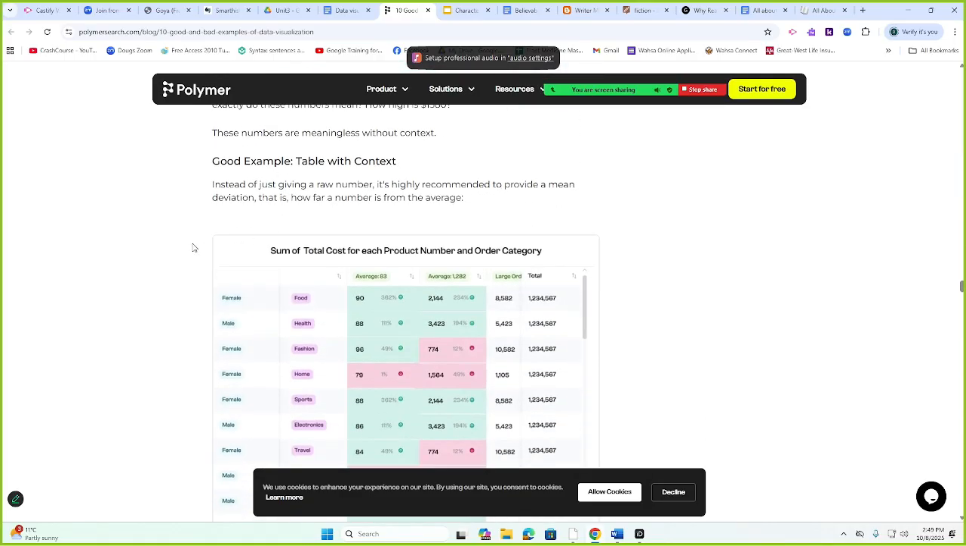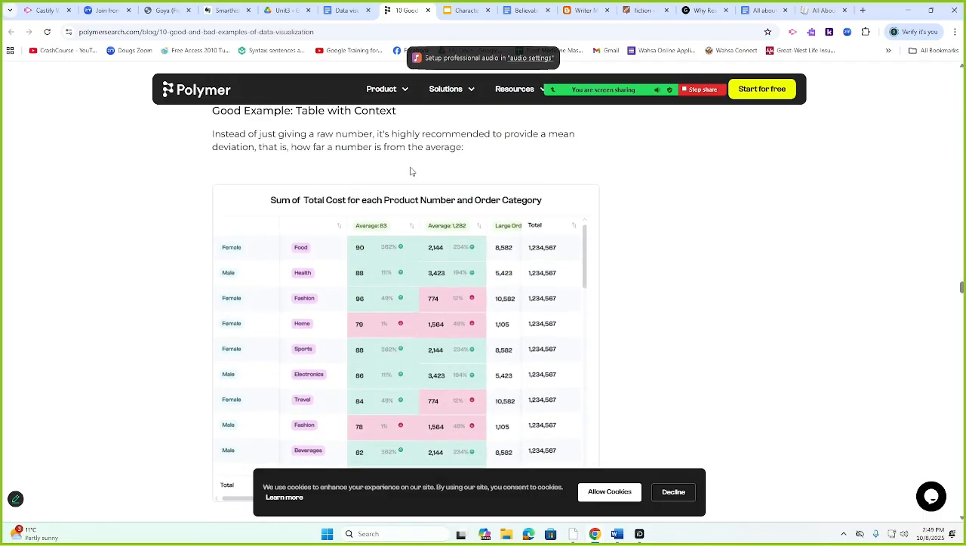So the next one is a good example of a table with context. Instead of just giving a raw number, it's highly recommended to provide a mean deviation. That is how far a number is from the average. Right here we have the averages. Average of 83. Okay. Right. So female number one here, she's at 90. Male number one is at 88. So both above the average.